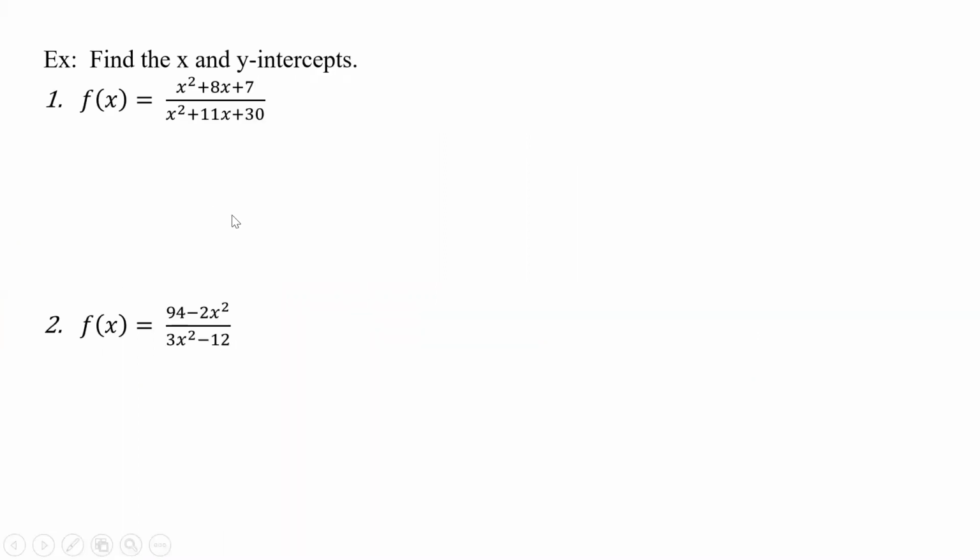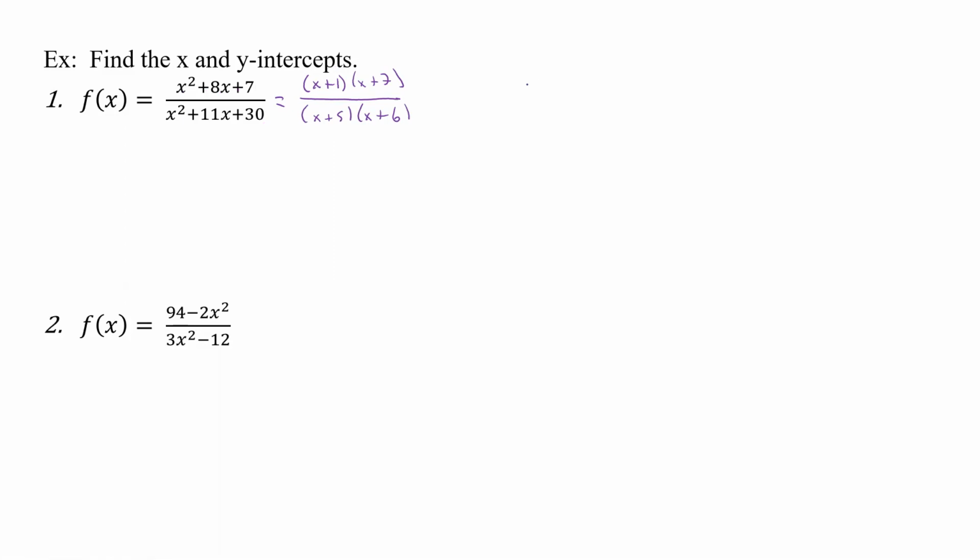Okay. Well, how do we do that? Well, again, we're going to have to factor. So that's always going to be our first priority. And so if we factor our numerator, that's going to be (x plus 1)(x plus 7). The denominator looks like (x plus 5)(x plus 6), that adds to 11 and makes 30. Okay, that's okay.